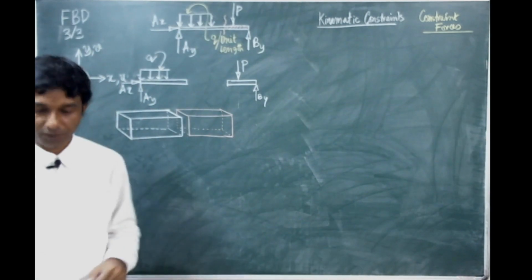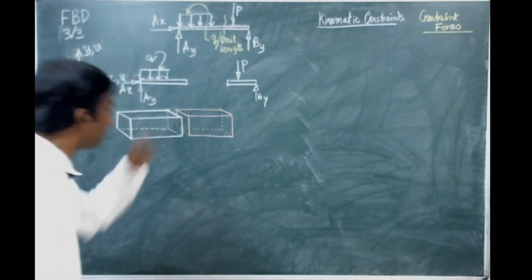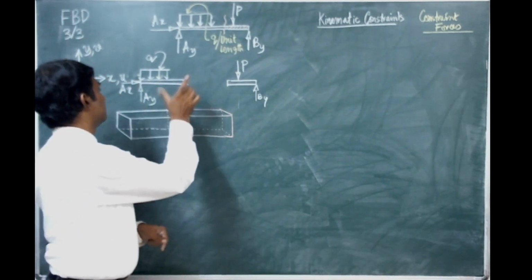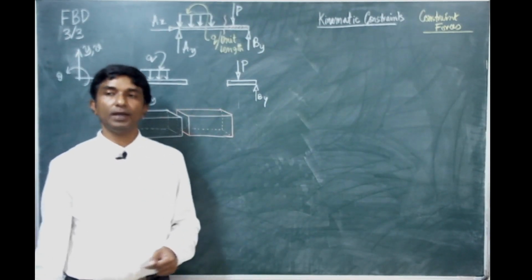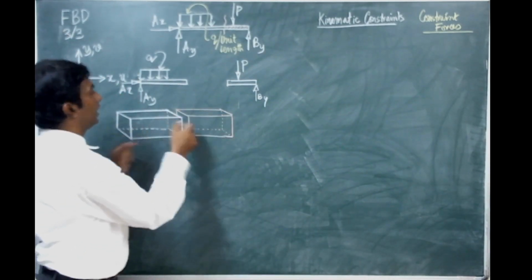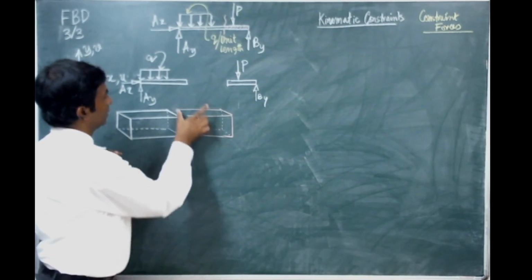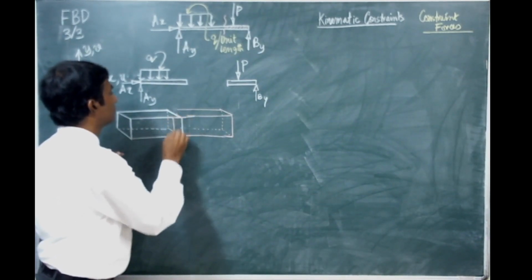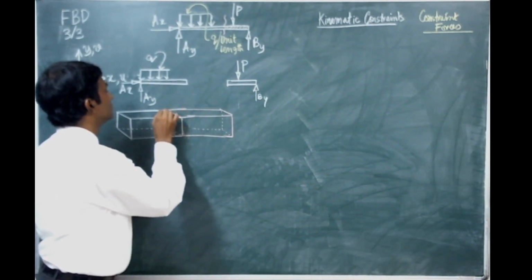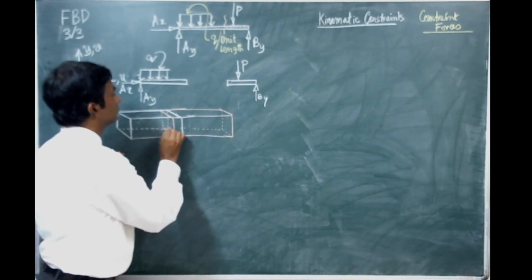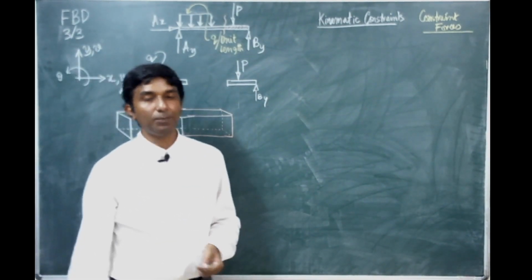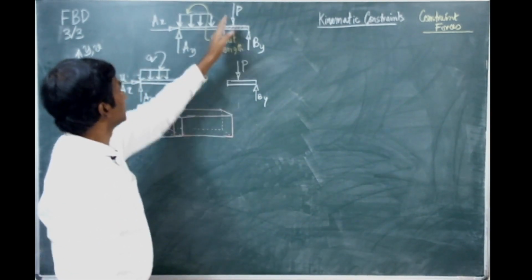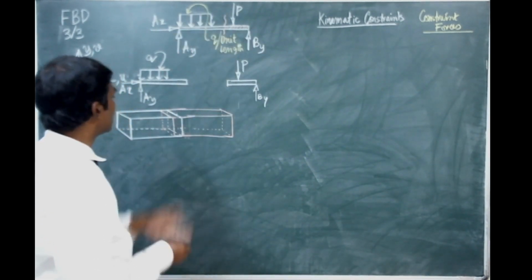You see, the left part and the right part, there is a gap. This should not be there. Okay? There should not be any gap or overlap. You can consider this situation also. Okay, so gap or overlap is not allowed. Gap and overlap is not consistent with this one. So that is a kinematic constraint.